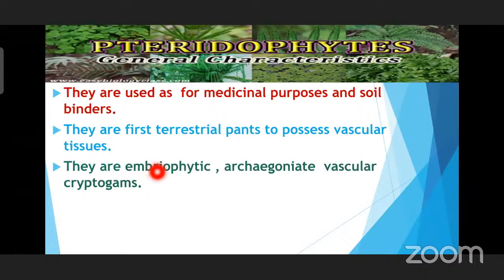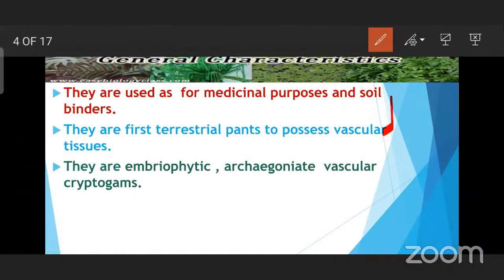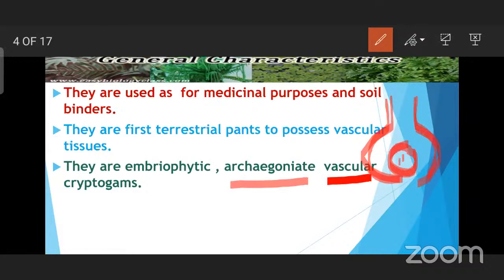They are embryophytic. You can see the embryo stage here, by the fusion of gametes taking place. And archegoniate. Archegoniate means the female reproductive structure will be flask shaped, as in mosses also you can see. So the archegonia will be flask shaped with a single female gamete, that is the egg cell, formed inside. So they are archegoniate, and they are the vascular cryptogams, non-flowering plants.